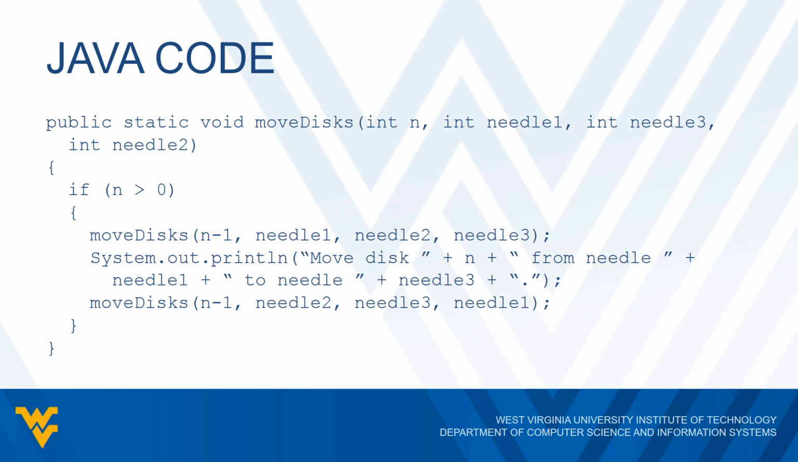So let's look at the code. Here we're checking if n is greater than 0. So as long as there is a disk that we still need to move, we first call move disks for the n minus 1 disks. We're going to move from needle 1 to needle 2, where needle 3 is going to be the intermediate needle. We're then going to print a statement that says to move disk n from needle 1 to needle 3, so that's what the second line of code is doing. And then the last line is saying that we're going to move the top n minus 1 disks again, but we're going to move it from needle 2 to needle 3, and needle 1 is going to be our intermediate needle.